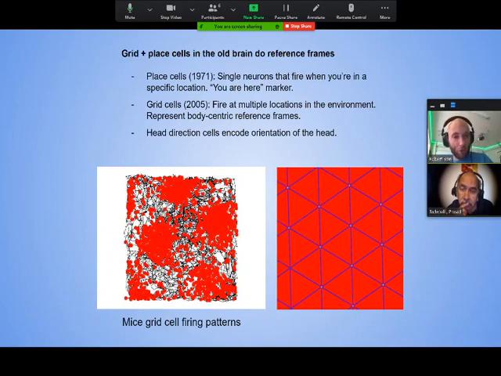It's showing in the old brain where reference frames are done. In these first 2 points, place cells and grid cells, they received the Nobel Prize in 2008. And essentially, the first is like a "you are here" marker. So there's some neuron in your brain that'll fire when you're at some specific location in your environment. And then grid cells make a body-centric reference frame. And you can see these grid cells here. I'm always a little confused. I guess you're supposed to see this pattern in here, but I never see it.